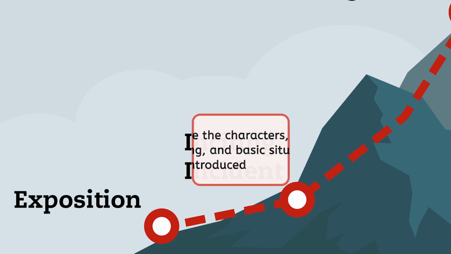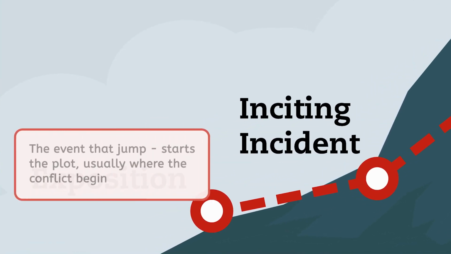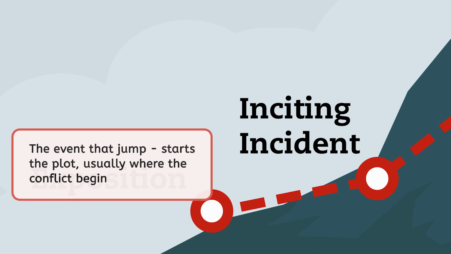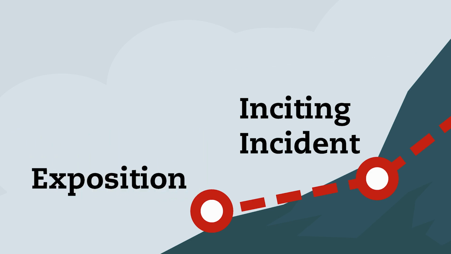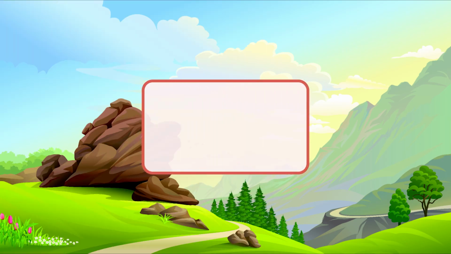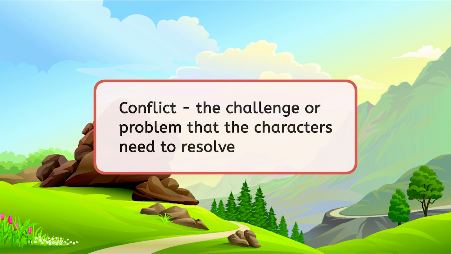The exposition is followed by the inciting incident. This event jumpstarts the plot and sets the story in motion. It's usually where the conflict of the story begins. Remember that conflict is essential because it creates tension and drives the plot. It's the challenge or problem that characters need to resolve, and it can be internal within a character's mind or external between characters or against larger forces.